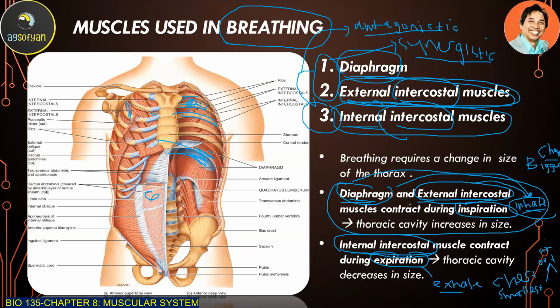The diaphragm and external intercostal muscle contracted, it actually will make our chest bigger, and then the air will be entering into our chest, into our lungs from outside.